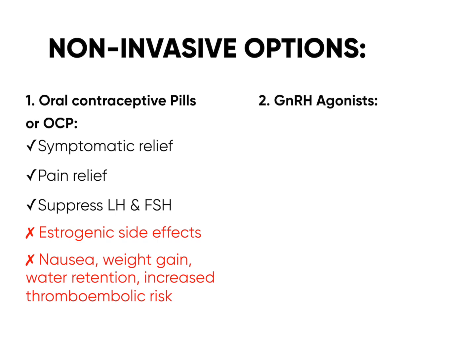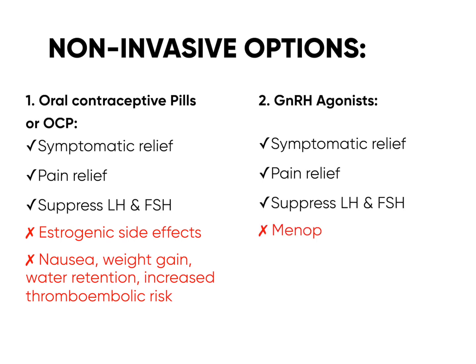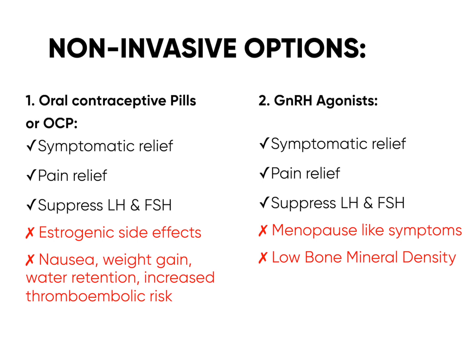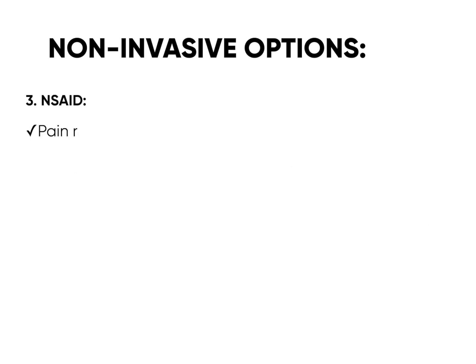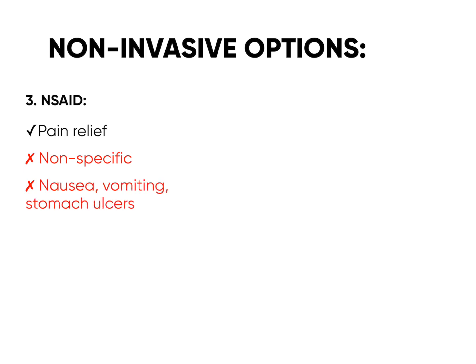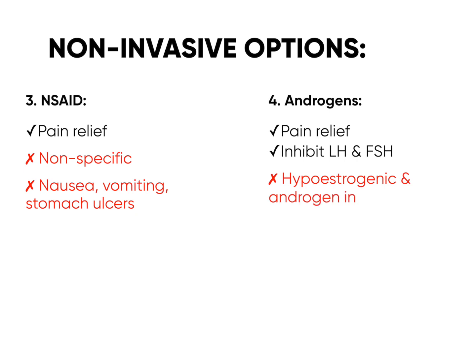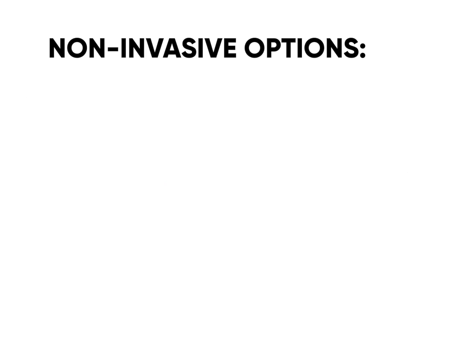Agonists, like OCs, also suppress FSH and LH hormones, provide pain relief, but they create menopause-like symptoms and reduce bone mineral density or BMD in patients. NSAID is a non-specific treatment. It provides pain relief but creates nausea, vomiting, and stomach ulcers in the long run. Androgens provide pain relief. They inhibit LH and FSH. However, they are hypoestrogenic and have androgen-induced side effects like hair loss, acne, etc.